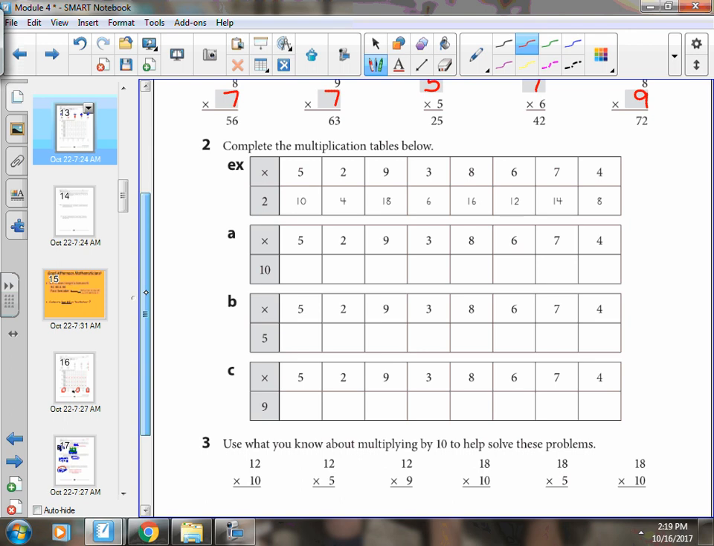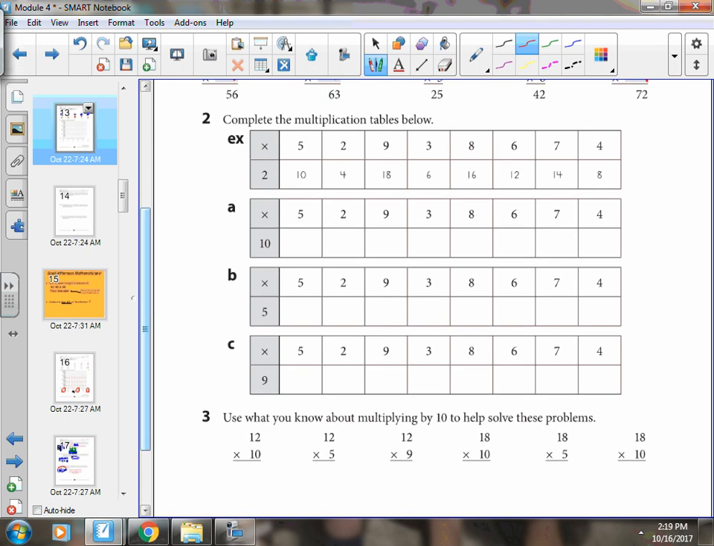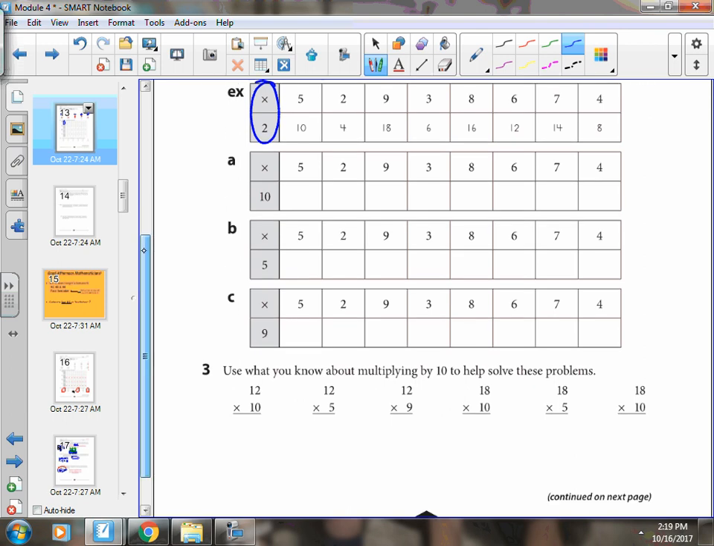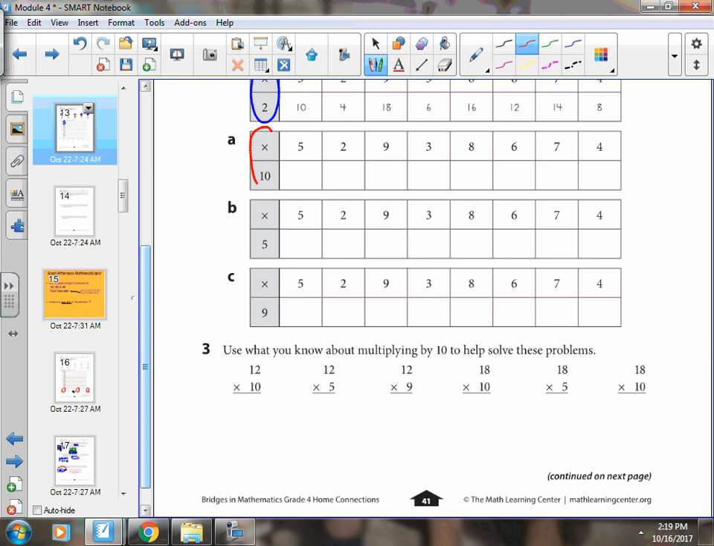Number 2, complete the multiplication tables below. They did the tables for timesing by 2, multiplying by 2. Letter A is multiplying by 10. 5 times 10 is 50, 2 times 10 is 20, 9 times 10, 3 times 10, 8 times 10, 6 times 10, 7 times 10, and 4 times 10. Remember, when you multiply by 10, a lot of people think just add a 0, which is fine, but you can also think everything shifts one place to the left and then a 0 goes in that empty ones place.